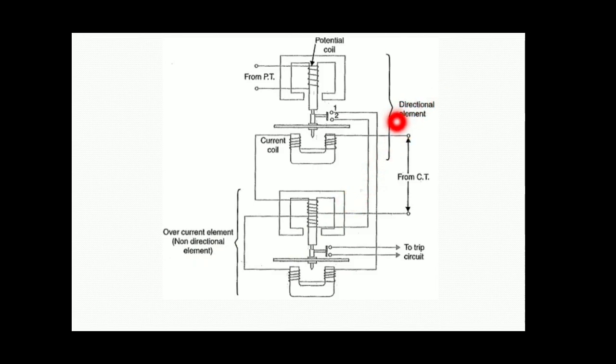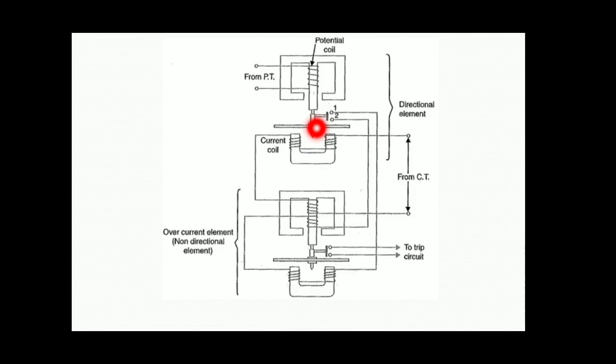The directional element is the same as that of a directional power relay, and the overcurrent element is the same as that of a non-directional overcurrent relay. Its operation and construction are the same as those of a non-directional overcurrent relay. The directional element's construction and working are the same as those of the induction type directional power relay. In that, we have three parts: the upper magnet, the lower magnet and the disc.